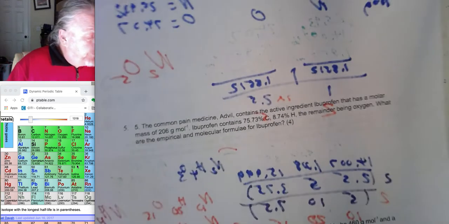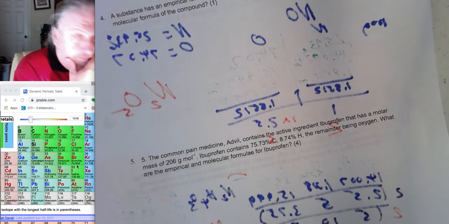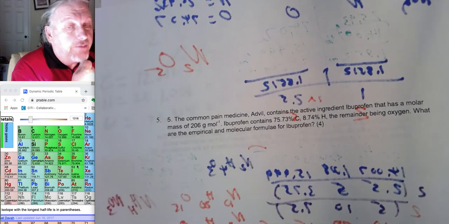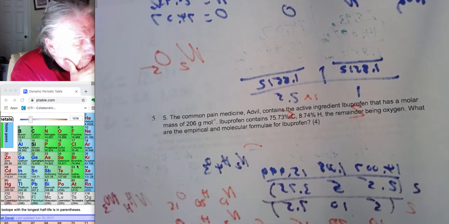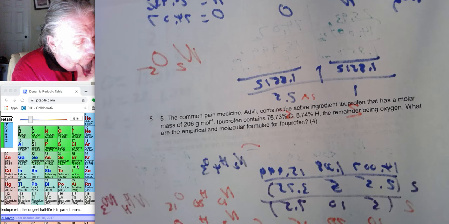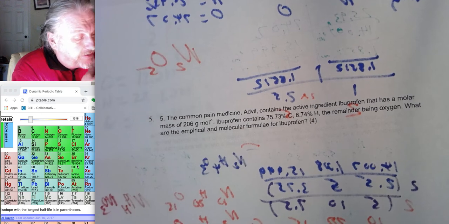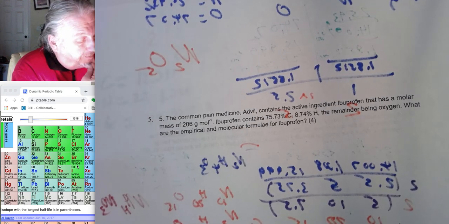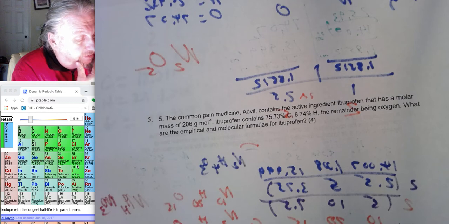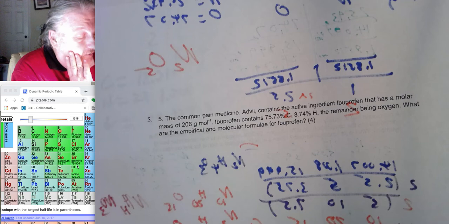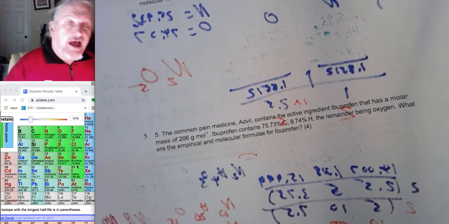All right. So if you look at number 5, let's do that one. The common pain reliever, Advil. Some of y'all might be taking that. Some of y'all make me want to take it. Contains the active ingredient ibuprofen that has a molar mass of 206 grams per mole. Ibuprofen contains 75.73% carbon, 8.74% hydrogen, and the rest is oxygen. You got to do that subtraction thing again. What's the empirical formula and molecular formula for ibuprofen?